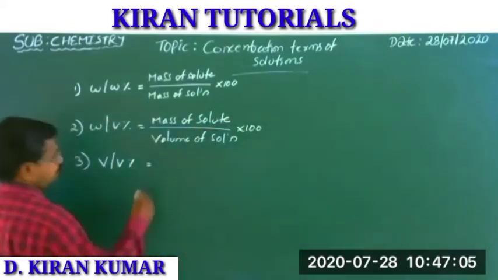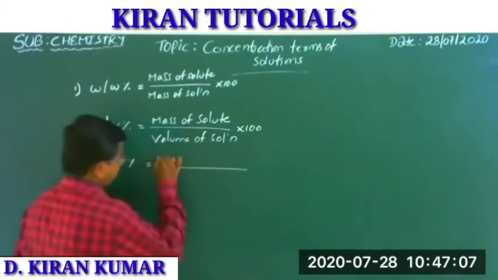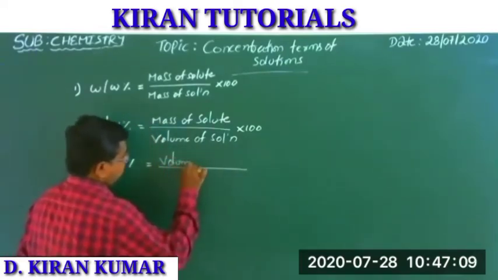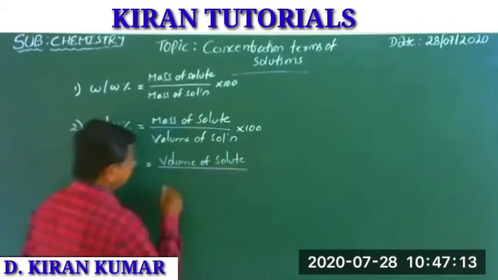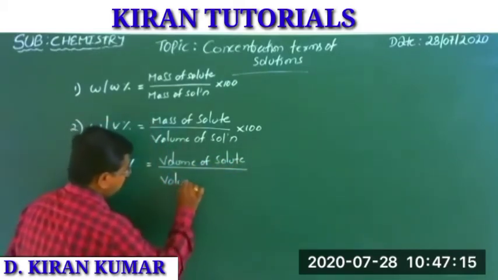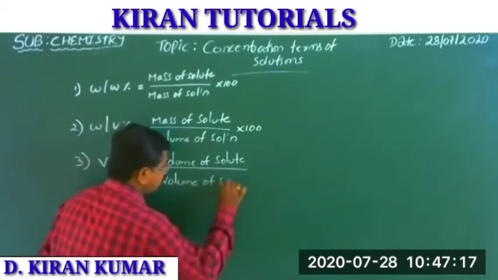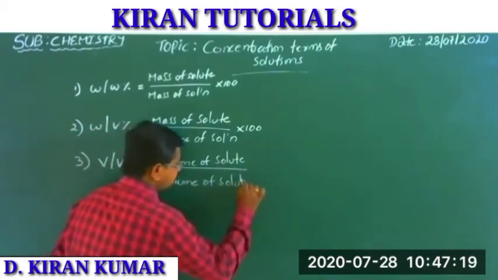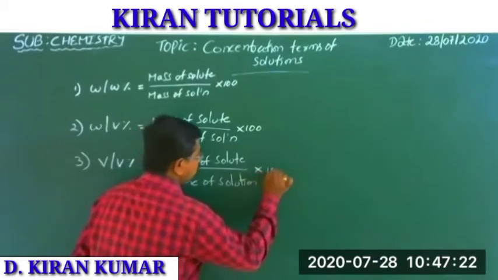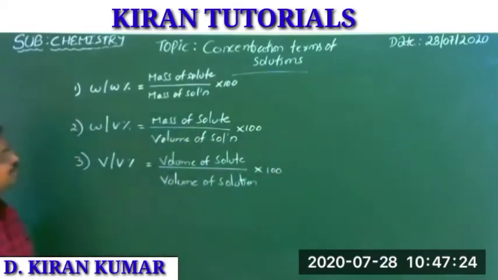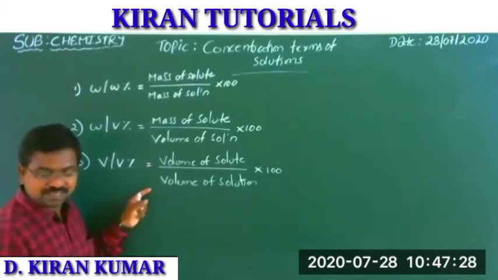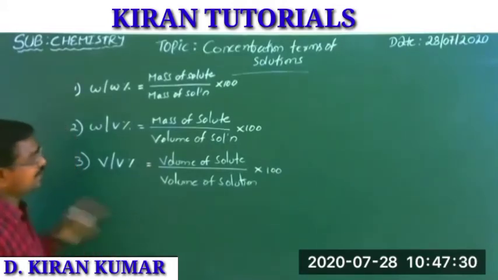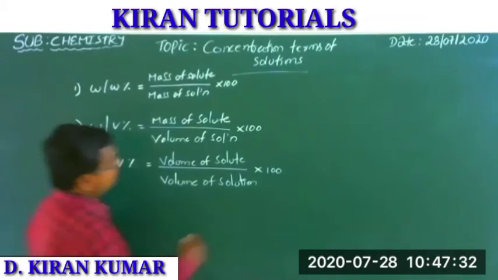Here, see: volume of solute by volume of solution into 100. That is the formula to calculate volume by volume percent. And then, if you go to the fourth one, ppm.